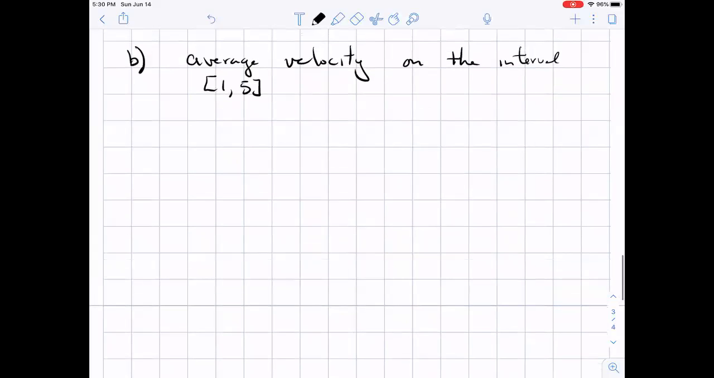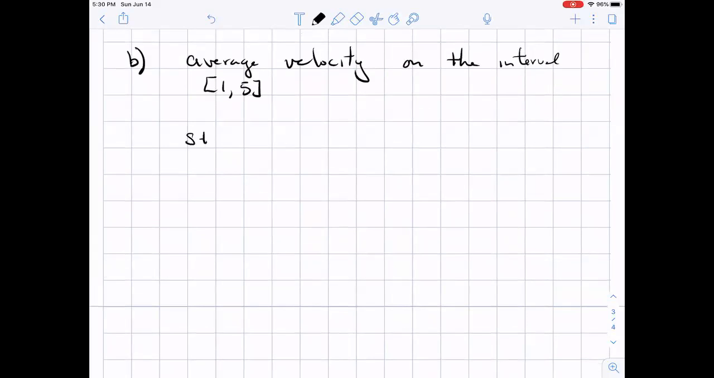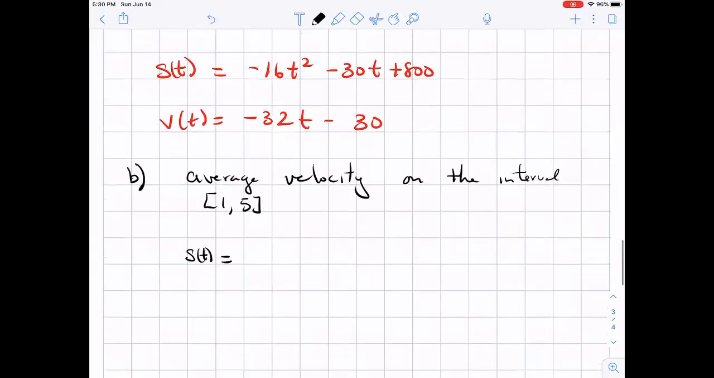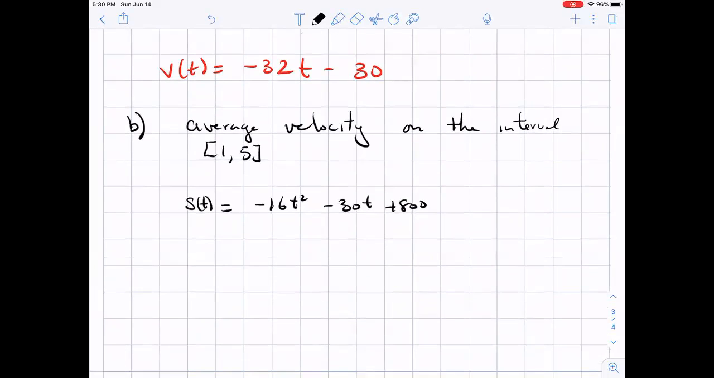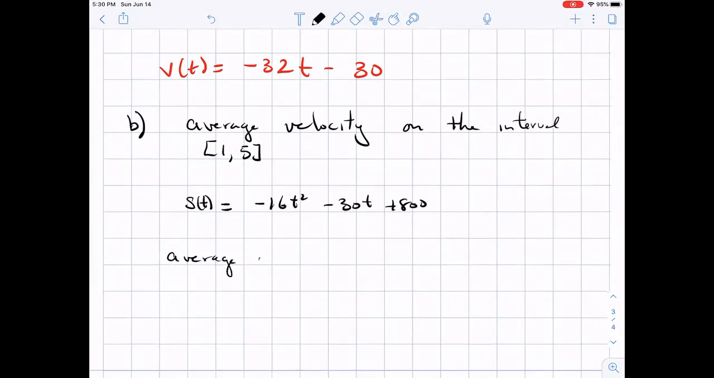So we have the distance, or the position function S of t. S of t is minus 16t squared minus 30t plus 800. And we know that the velocity is the change in position over the change in time. The average velocity is equal to the change in position over the change in time. So you're in an interval 1, 5.